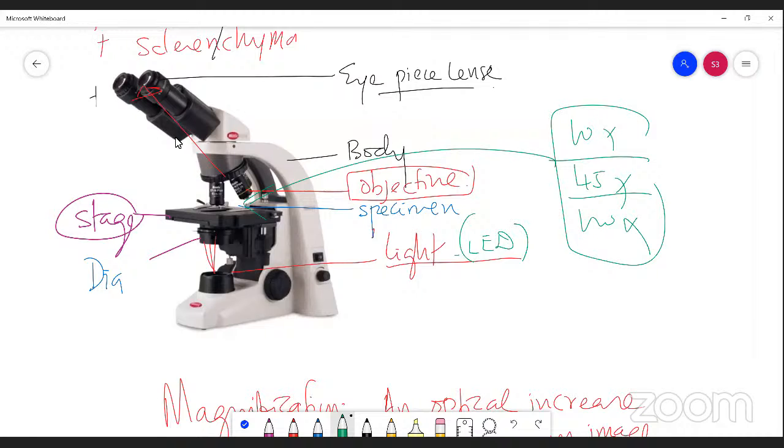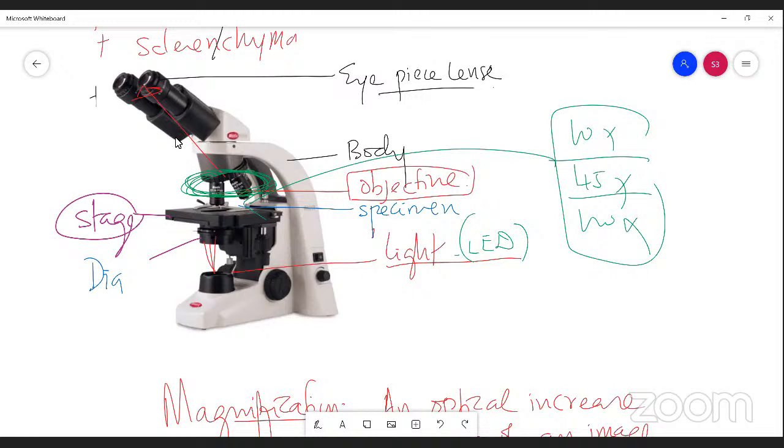Actually, the objective lens is the lens which is very close to the object or particle in the microscope. The lens is very close. This is the objective lens. The 10x, 45x and 100x lenses can be fixed on the objective lens system. Understand? Very good. Right.